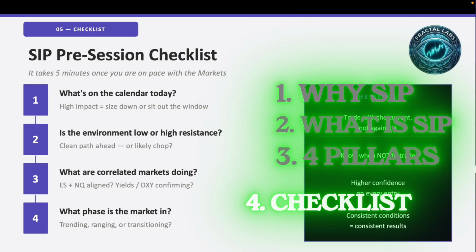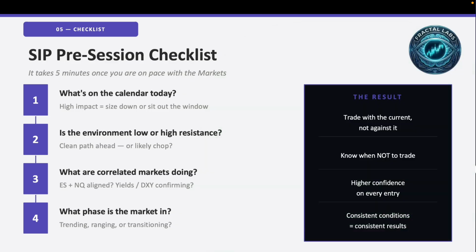Now we move on to the SIP pre-session checklist. When I say session, I don't mean London session or New York session, I mean analysis session, all right? So before your chart analysis, you gotta know what's on the calendar today. What environment we've been in, low or high resistance, and what environment do I expect for the day or days that I'm looking for trades. What are the correlated markets doing? Is DXY confirming? It's something important you have to keep in mind.